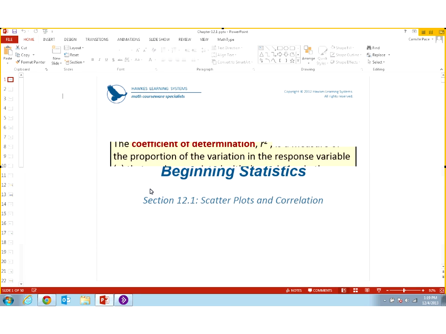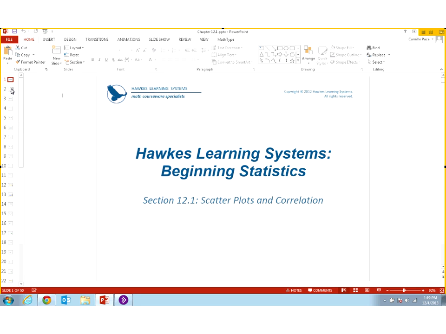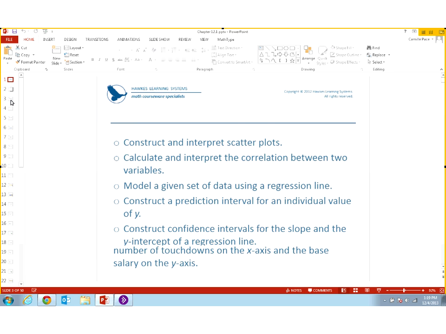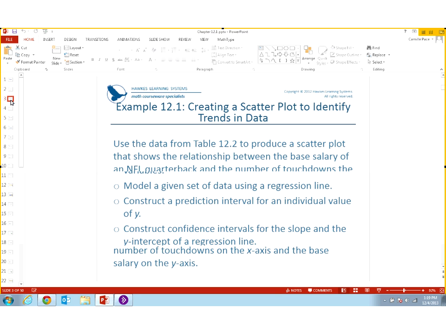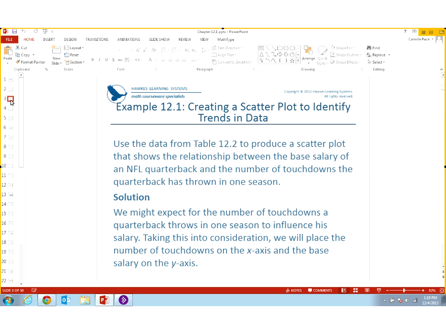Okay, so we're doing 12.1, scatter plots and correlation. So let's look at some items. Our first slide is talking about some data for the relationship between base salary of NFL quarterbacks and the number of touchdowns the quarterback has thrown in one season. So think about it. We have two sets of data. We have the number of touchdowns, and we also have their salary. So we have an X and a Y.